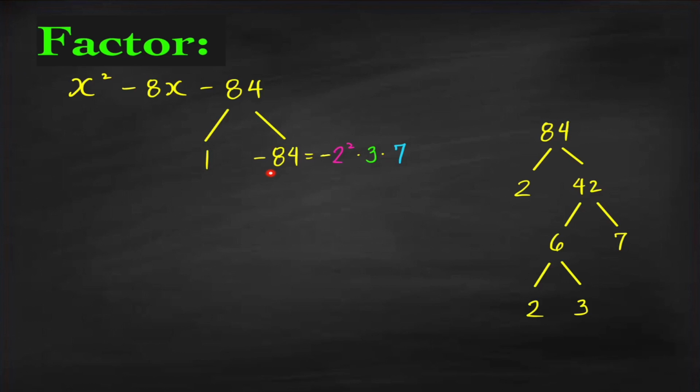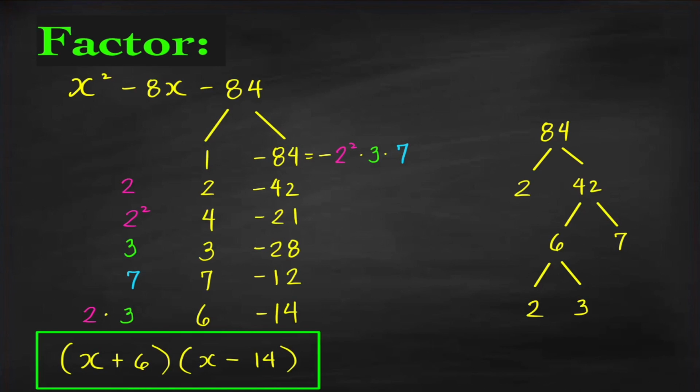The sum of negative 84 and 1 is not equal to negative 8. So now we pull out factors of 2 squared times 3 times 7 and multiply it to 1 until we get a sum which is equal to negative 8. And here, doing the same steps as before, first we pull out some copies of 2 and then a copy of 3 or a copy of 4. Now it's a combination of 2 and 3.